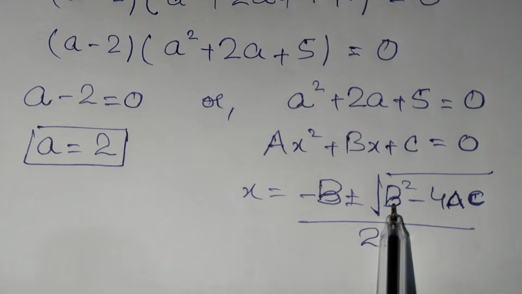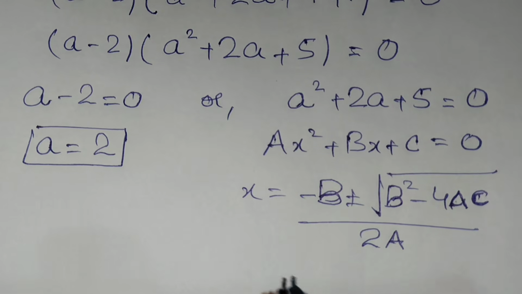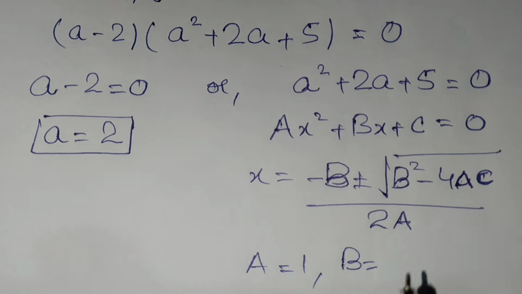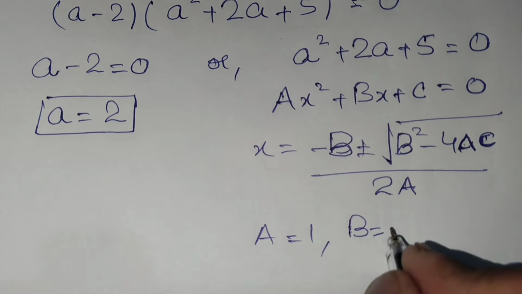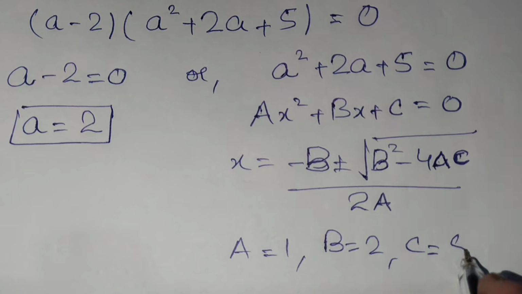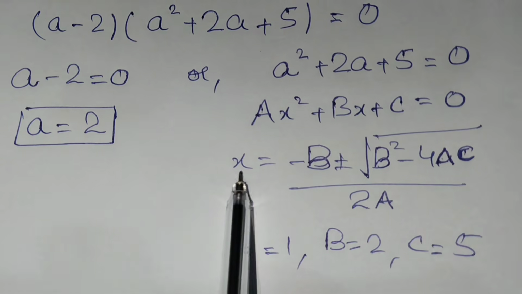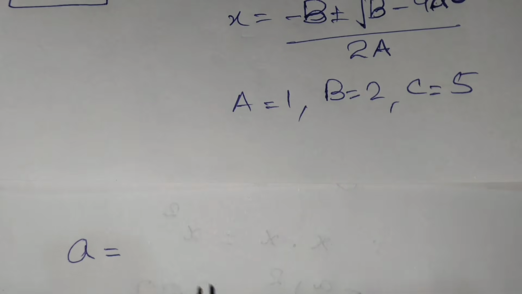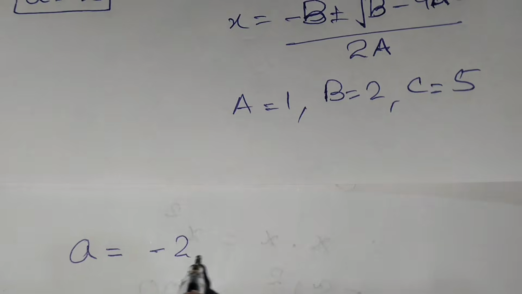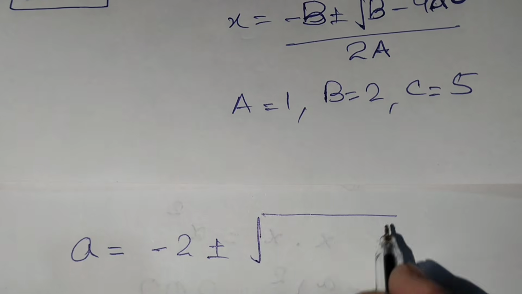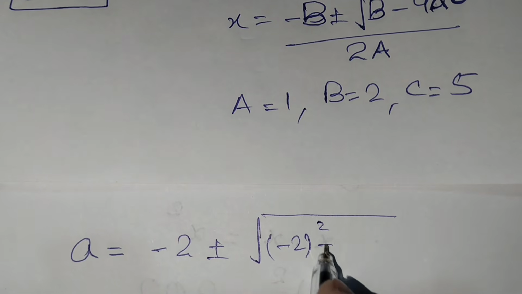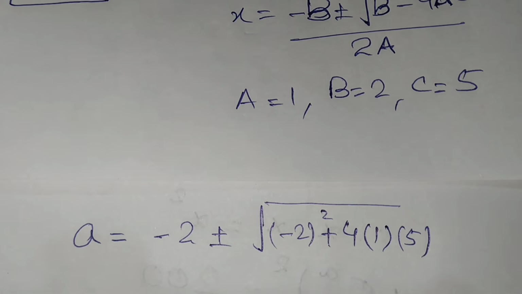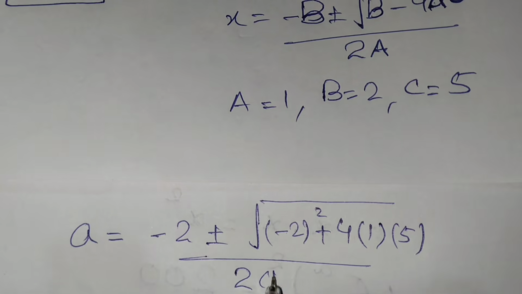We know the value of a, b and c. What is a? a is 1. What is b? b is 2. And what is c? c is 5. Putting this value in the formula to find the value of a. a will be equal to minus b, minus 2, plus minus square root of minus 2 square plus 4 into a is 1, c is 5, all over 2a is 1.